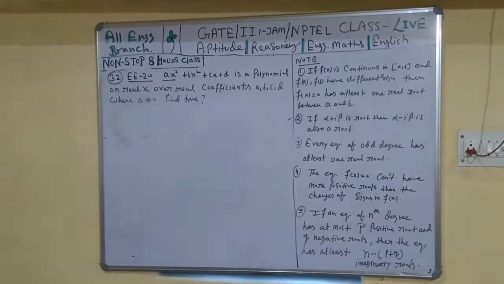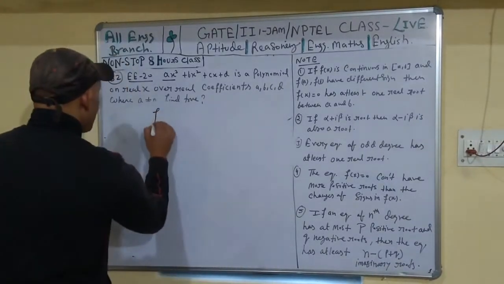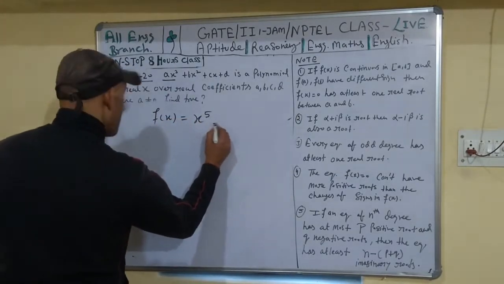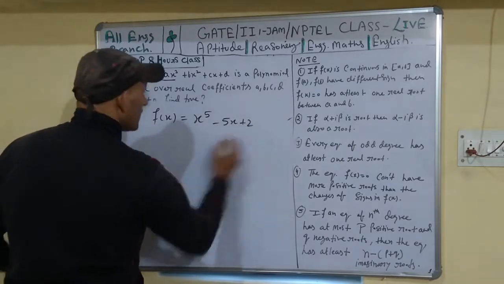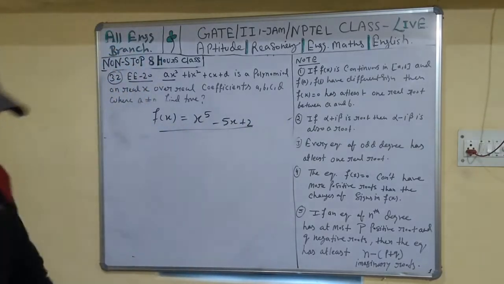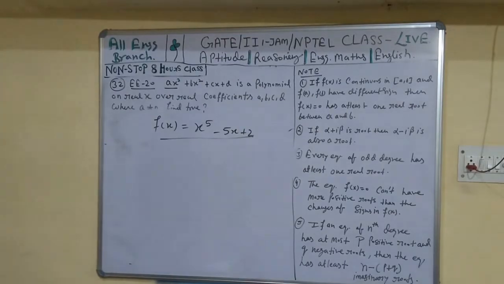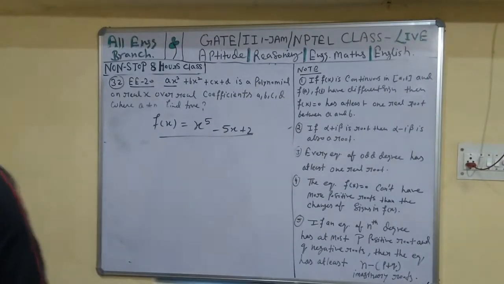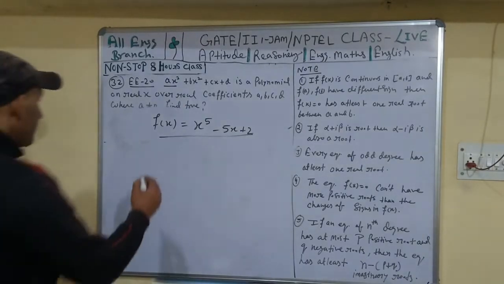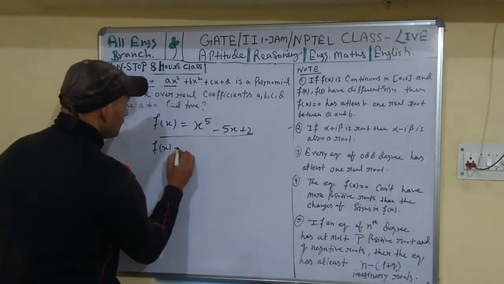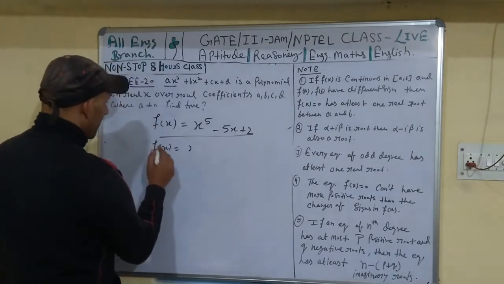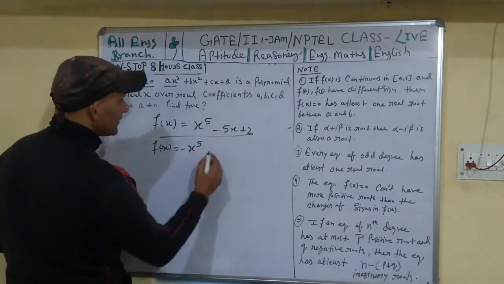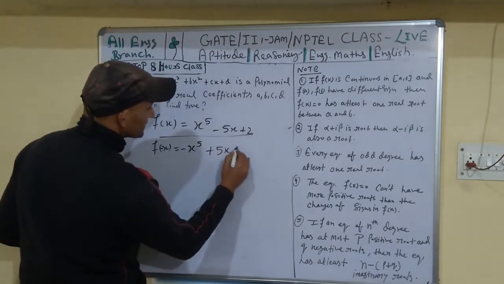The question is, suppose you have this f of x, which also came in your exam last year, minus 5x plus 2. You have this polynomial. Now it is asking where the roots can lie. You have to find it. So first you write f of x equal to x to the power 5 minus 5x plus 2, and f of minus x equal to minus x to the power 5 plus 5x plus 2.